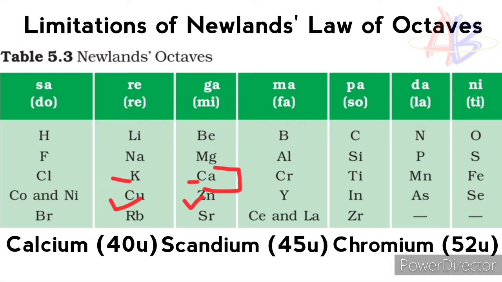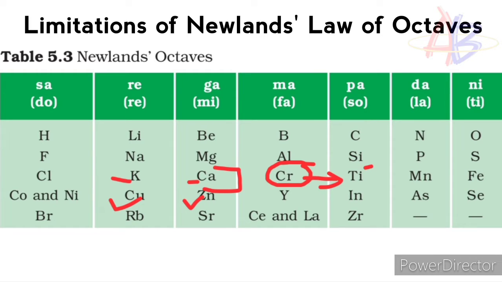That means after the discovery of scandium, it has to be placed right after calcium, because calcium is 40 and scandium 45 units. That means chromium, which has the atomic mass 52 units, should be shifted to its right. That means titanium has to be shifted further. So ultimately, the entire table would go haywire.